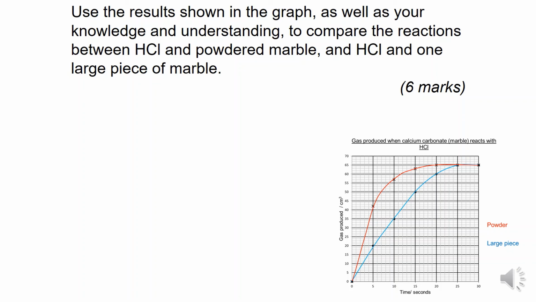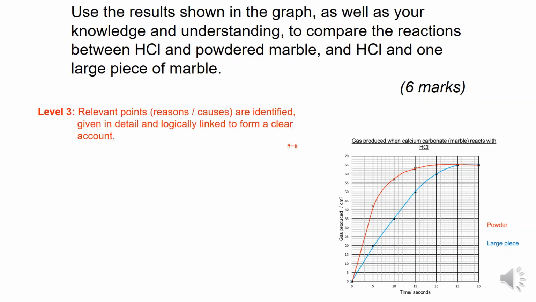So just to give you a little bit of background behind these 6 markers, they are marked as levels of response. It is not a case that you say 6 things correct and you get 6 marks. To get 6 marks, you have to get your answer as a level 3 answer. And this is a general mark scheme. Relevant points, reasons and causes are identified, given in detail and logically linked to form a clear account.